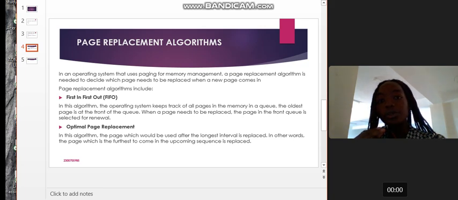There is also optimal page replacement. Under this algorithm, the page which would be used after the longest interval is replaced. In other words, the page which is the farthest to come in the upcoming sequence is replaced. I think this is quite self-explanatory.